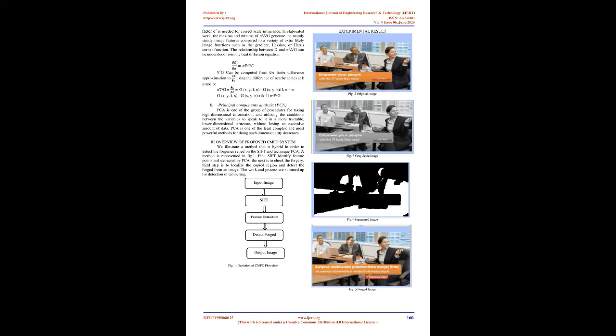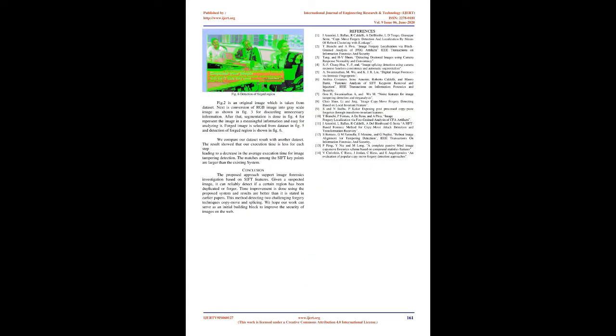To efficiently detect stable keypoint locations in scale space, we use scale space extrema in the difference of Gaussian function convolved with the image, D(x, y, s), the difference of two nearby scales separated by a constant factor k. D(x, y, s) equals (G(x, y, ks) minus G(x, y, s)) asterisk I(x, y), equals L(x, y, ks) minus L(x, y, s).